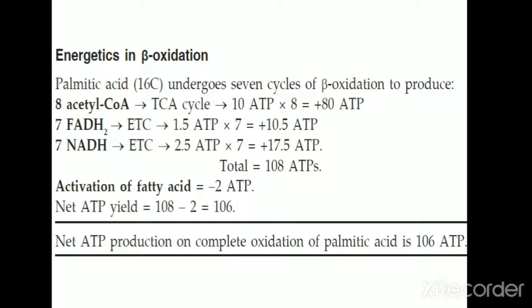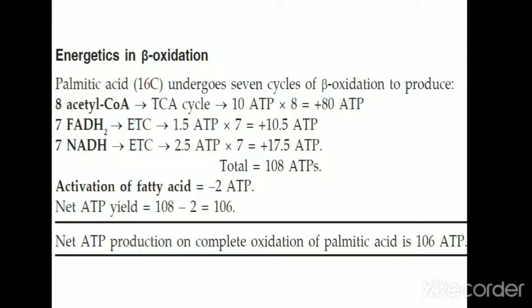So regarding the energetics in beta oxidation of palmitic acid, palmitic acid contains 16 carbon atoms. So it can undergo 7 cycles of beta oxidation. Each cycle of beta oxidation produces 1 molecule of FADH2 and 1 molecule of NADH. So 7 cycles produce 7 FADH2 and 7 NADH. 7 FADH2 produces 10.5 ATP and 7 NADH produces 17.5 ATP. And finally it produces 8 acetyl-CoA because it is a 16 carbon compound. So 16 divided by 2, it is 8 acetyl-CoA.